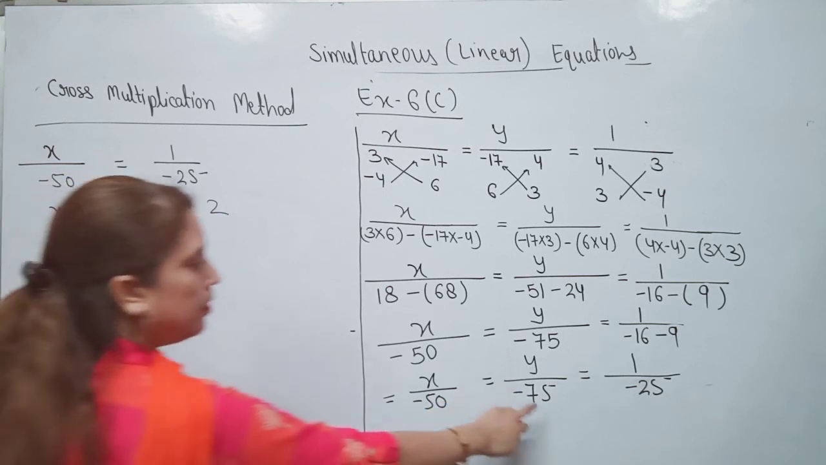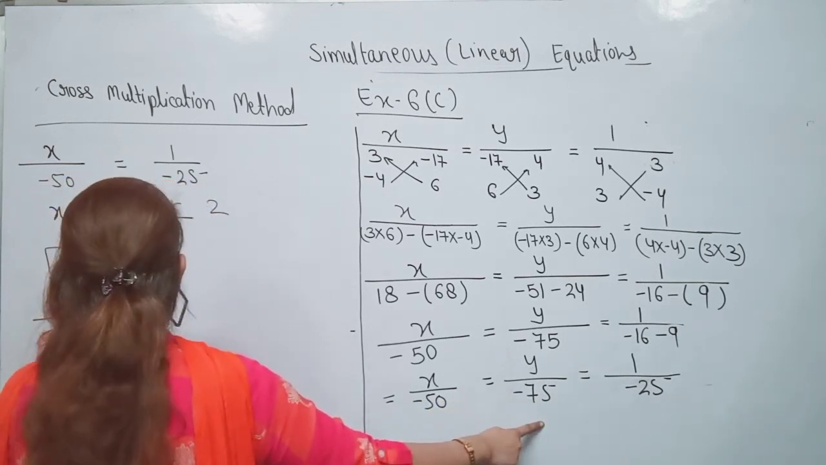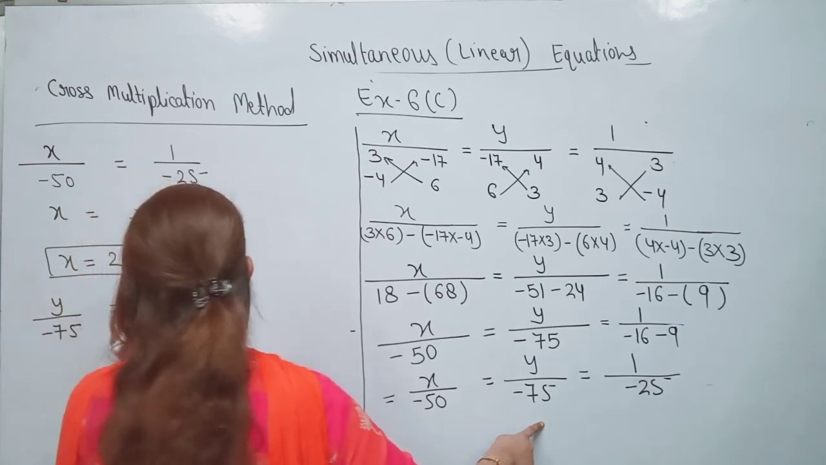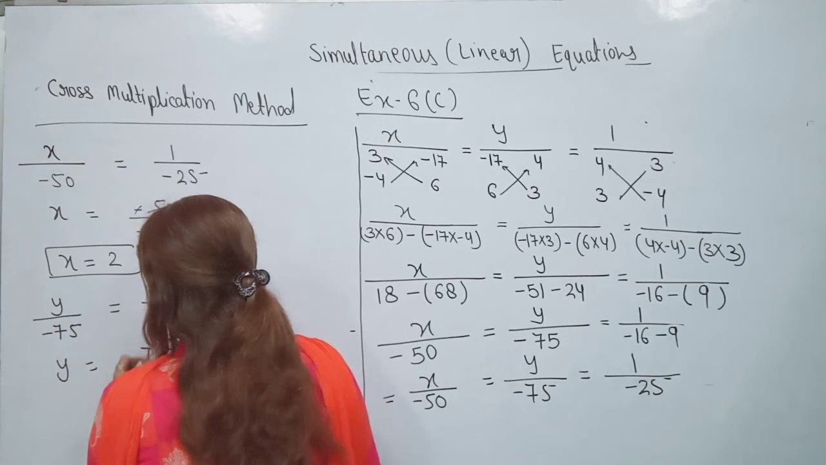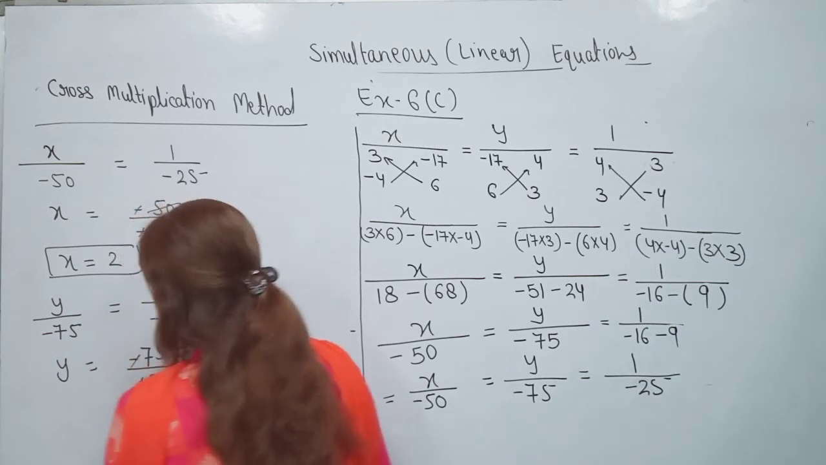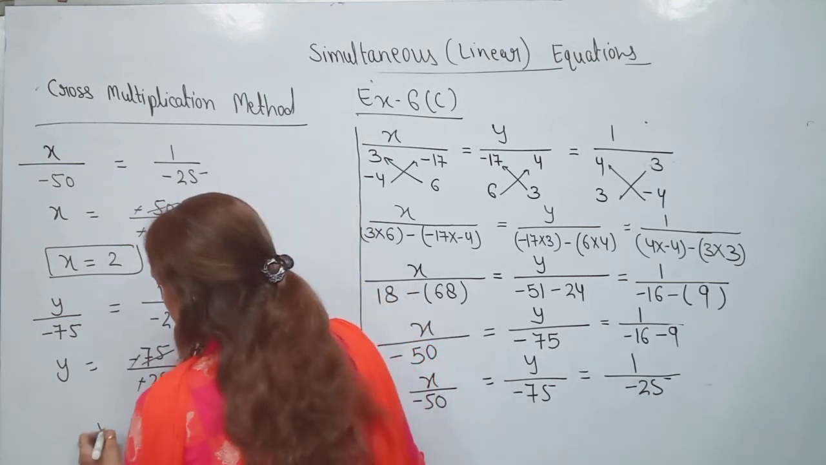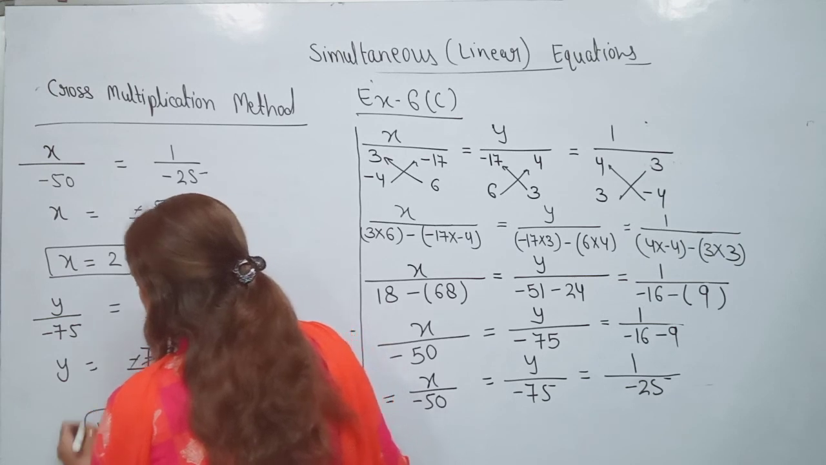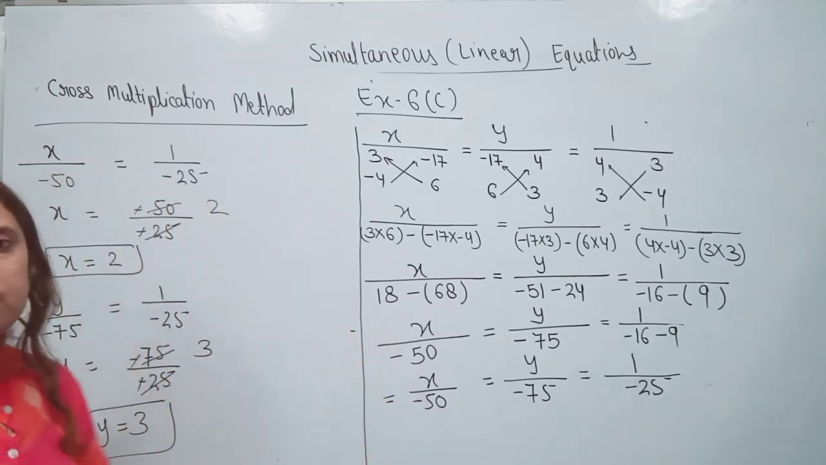And then compare y upon minus 75 is equal to 1 upon minus 25. So y is equal to minus 75 upon minus 25. Minus minus cancel, 25 threes are 75. The value of y is equal to 3. So the value of x is 2 and the value of y is 3.